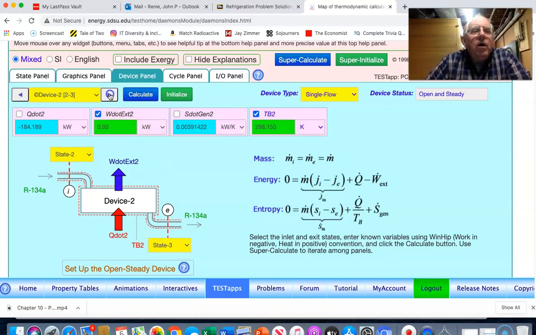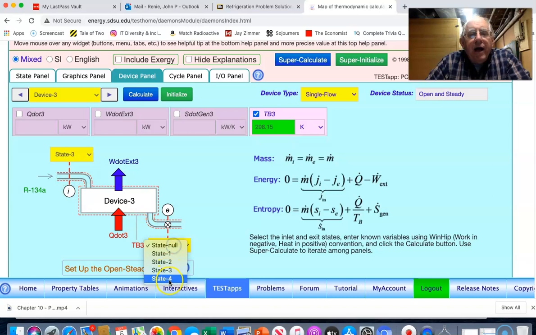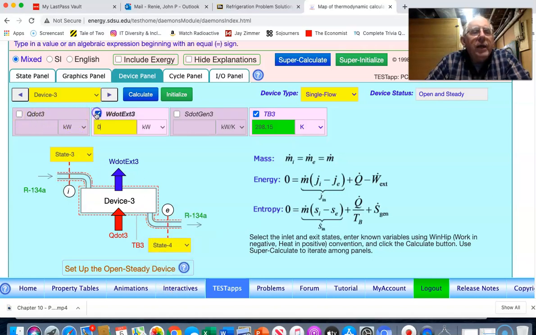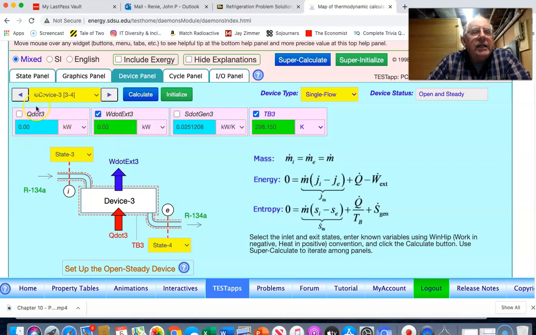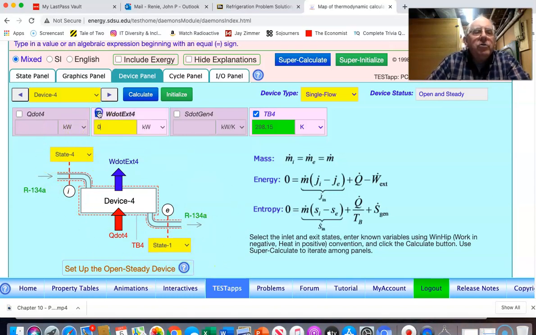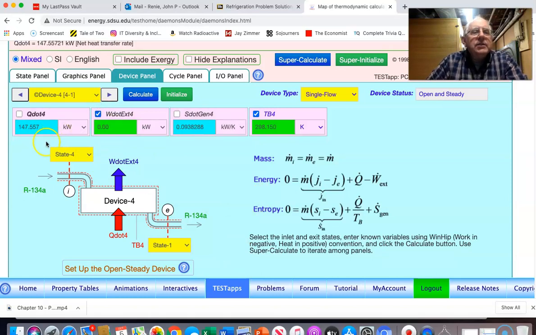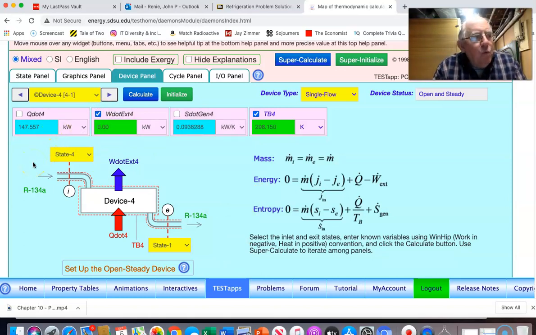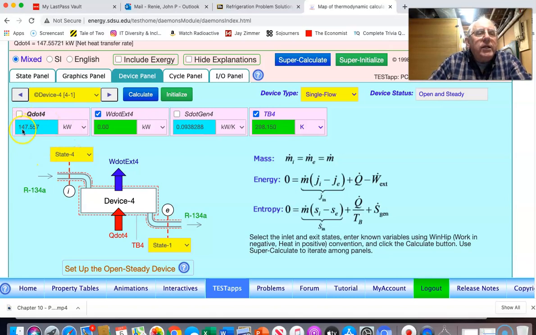And so then finally our device 3 is going to be our expansion valve, which we really don't need to do, but we can go ahead and put it in. It's constant enthalpy, so the heat transfer and the work are equal to 0. And then finally our last device panel is the evaporator, where the cooling effect is actually occurring, and we know that there's no work there. And what this tells us is that for a flow rate of 1 kilogram per second, we get a heat transfer rate of 147.44.